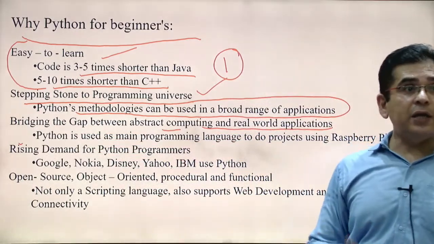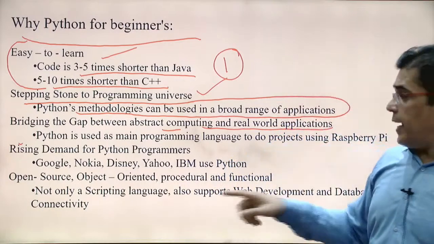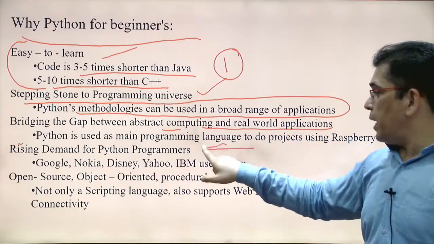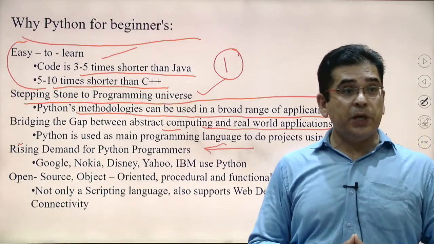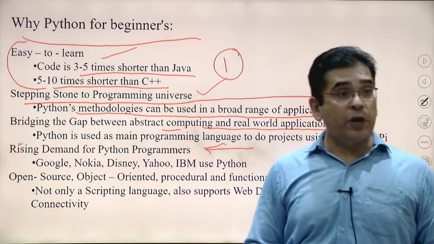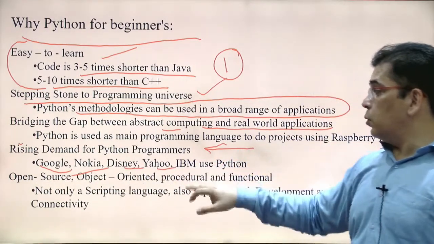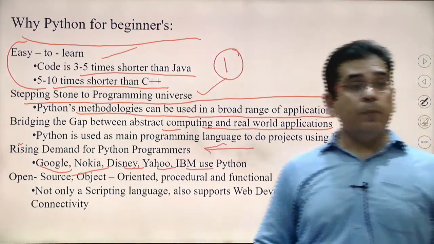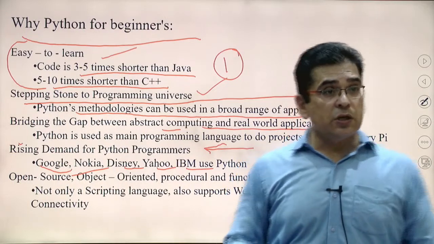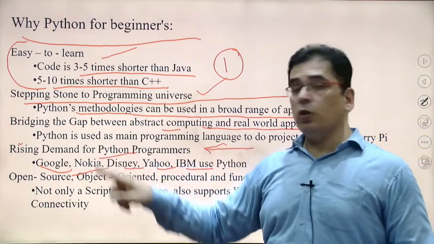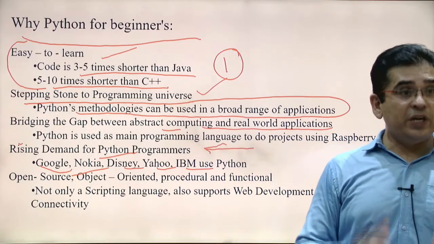The fourth advantage why Python is very important and easy for beginners is the rising demand for Python programmers. Various IT giants recruit Python programmers, like Google, Nokia, Disney, Yahoo, IBM. Many other companies use Python. Their Hadoop architectures or advanced structures are being written in Python. But in this video lecture series, we'll start from the very basics.